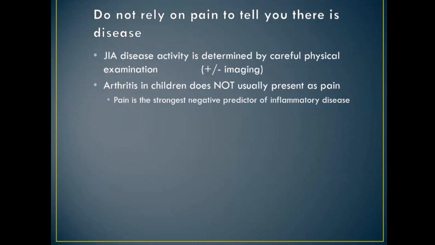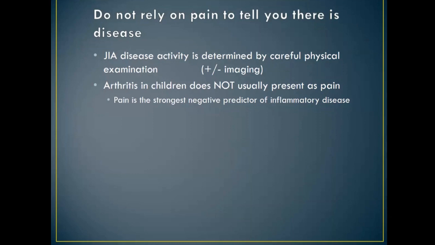So we don't rely on pain to tell us that there's disease. Pain is a strong negative predictor of inflammatory disease. So when we get the teenager who comes in with head to toe pain, they're sent here and sent to other specialists to make sure they don't have an infection, they don't have malignancy, they don't have an autoimmune disease. They usually have a pain syndrome and they don't have an inflammatory arthritis. When someone has that much pain and a very normal exam, they're not going to have an inflammatory arthritis.